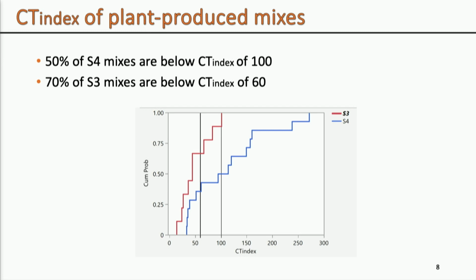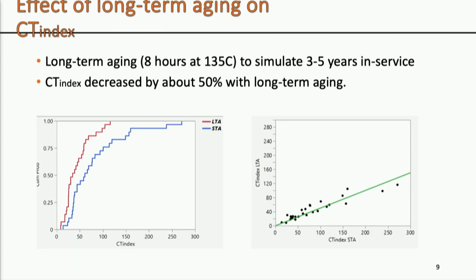So just by enforcing that CT index criteria, we're already looking at only selecting the top 50% of our mixes. That by itself is a big accomplishment. Now we're looking at going back and going through all the mixes and then only selecting the ones that are providing good cracking performance.